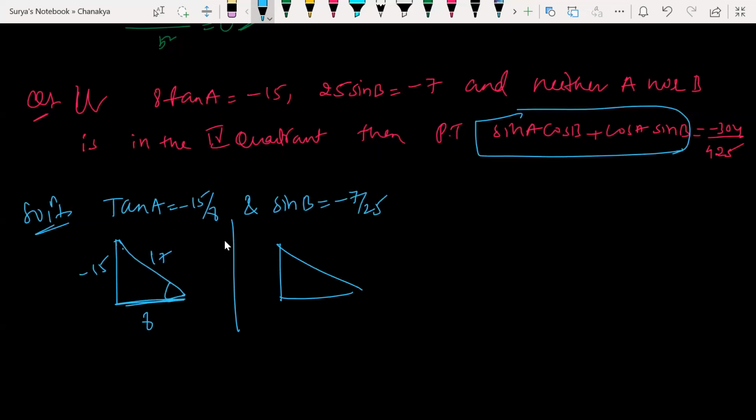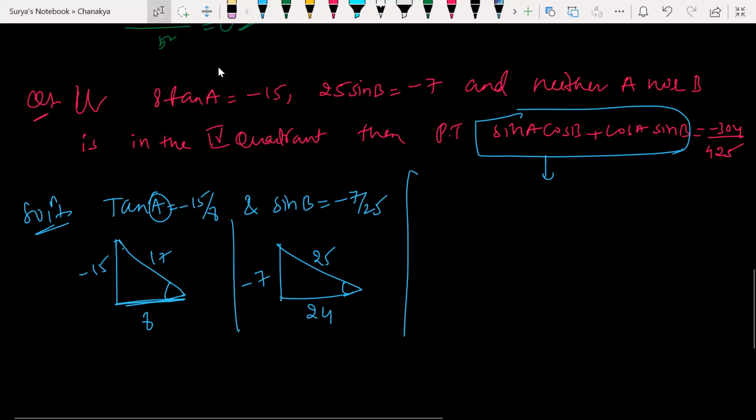Now look here. This is angle A, and for angle A we are drawing this diagram. Now angle B: sin B is opposite by hypotenuse, so minus 7 by 25. 25 squared is 625, minus 49 is 576, and the square root of 576 is 24. Fine.